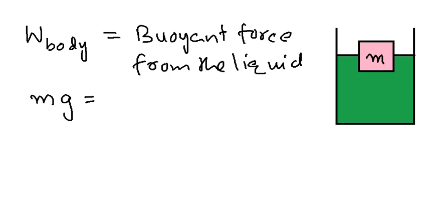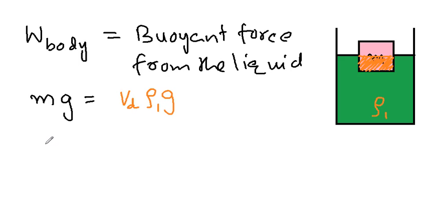Apply Archimedes principle. According to Archimedes principle, the body has displaced some liquid. Look at the shaded portion. That volume displaced, times the density of the liquid, let me call it ρ1, times g. This is the condition for floating.